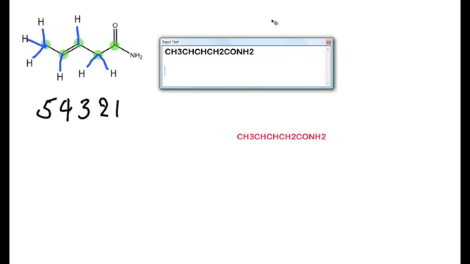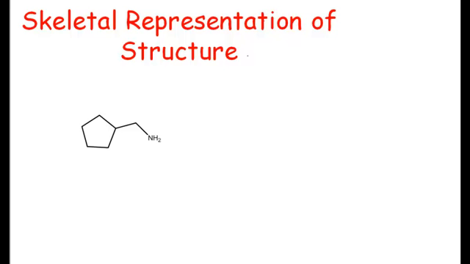Let's see if we can't figure out what our molecular formula is. If we count up our carbons, I have 1, 2, 3, 4, 5. So I have a C5. Hydrogens, 1, 2, 3, 4, 5, 6, 7, 8, 9. I have 1 nitrogen, N, and I have 1 oxygen, O. C5H9NO. Let's work a few more examples.